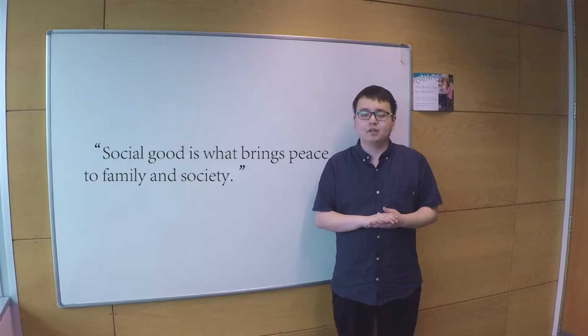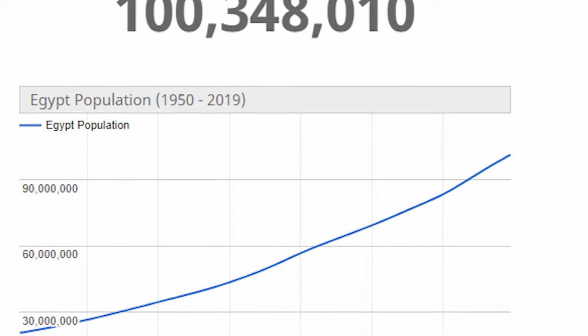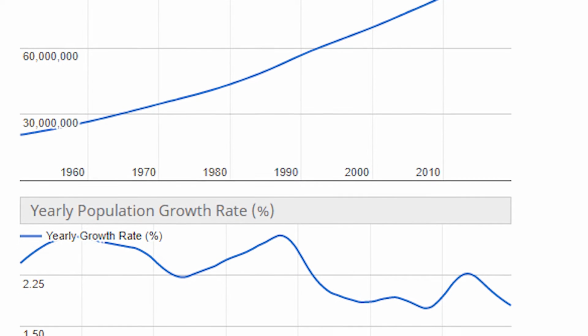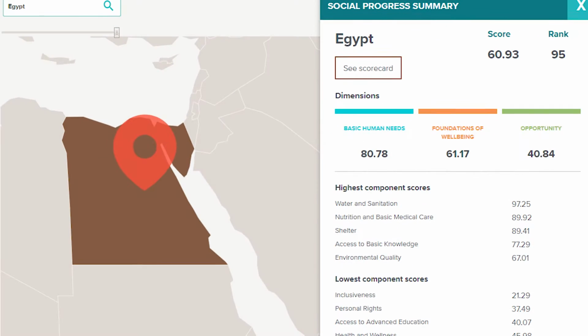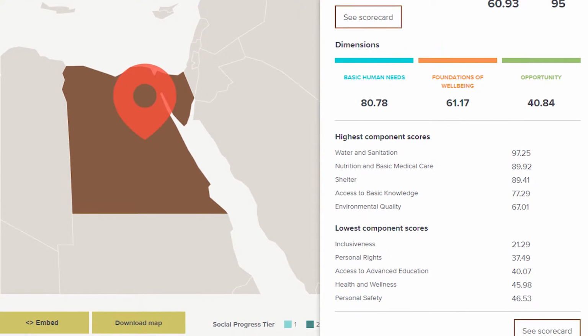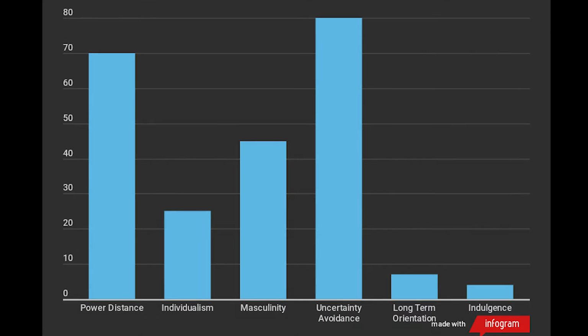Islam is practiced by the majority of Egyptians and governs their personal, economic, and legal life. Egypt's population grew from 30 million to 100 million from the 1960s to 2016, but the yearly population growth rate was declining over the years. The Gini index in Egypt was reported at 31.8 in 2015. For social progress, Egypt gets a score of about 60.93 and the rank is 95. Based on the Hofstede cultural dimensions, Egypt gets a high score in power distance and uncertainty avoidance. Egypt is also a collectivist country with short-term orientation.